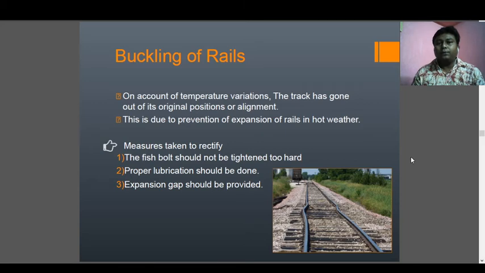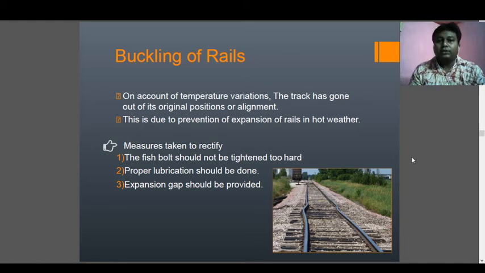On account of temperature variation, the track has gone out of its original position or alignment. This is due to prevention of expansion of the rail in hot weather. So what are the measures taken? The fish bolt should not be tightened too hard. Proper lubrication should be done, and expansion gaps should be provided. There must be some gap between two segments. Suppose this is one segment and this is another segment. We never hold or join the two segments like this. There must be some gap.